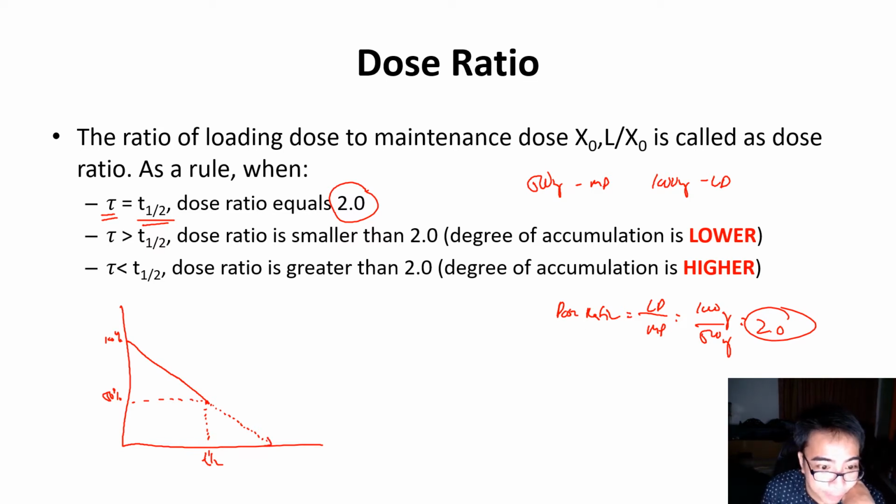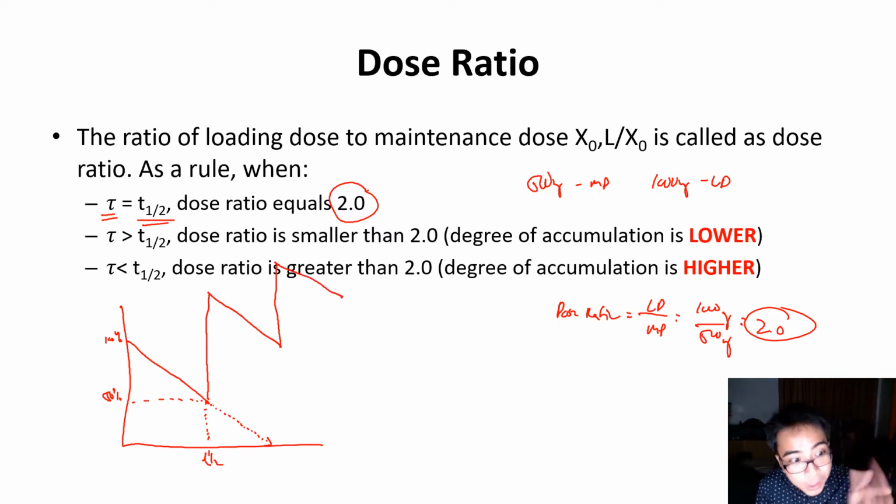However, class, if I give another dose here, okay, I'm preventing it from eliminating. Basta I give it at the same time every day, okay, or at the same dosing interval, same dose, sooner or later it's going to reach steady state concentrations. And that would give you a dose ratio, class, that's equal to 2. Okay? Most often than not.